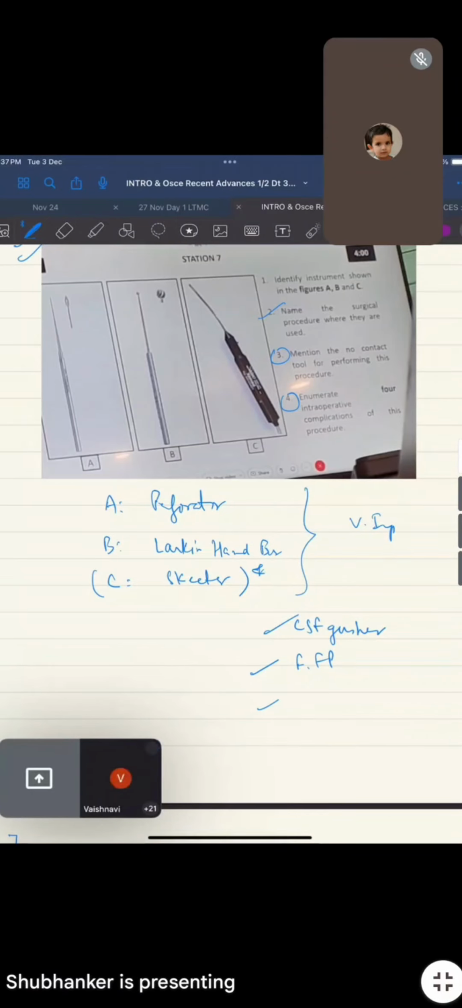Facial nerve injury. You can say it like this, na? Facial nerve injury, injury to incus, tympanomeatal flap injury, all these things you can mention in this. Okay? Okay. Chalo, we'll move ahead.